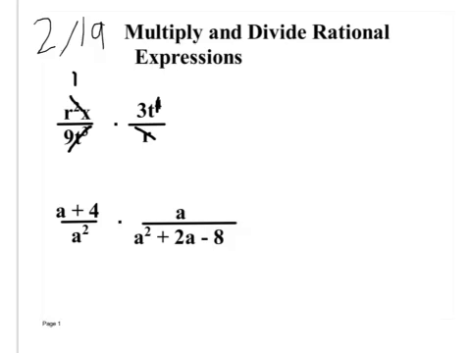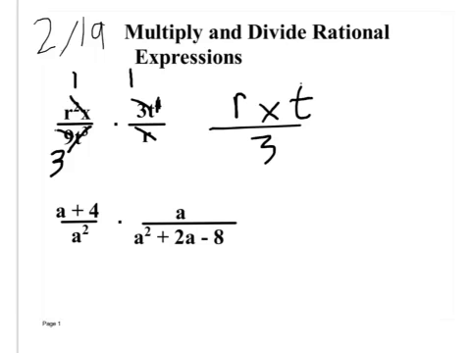Does anything else cancel? 9 and 3. How about take 3 out of each? So we're left with r to the first power times x times t. All right, we don't have to write r to the first power, but I just did. Over, what's on bottom? 3. Nope, that's just 3.